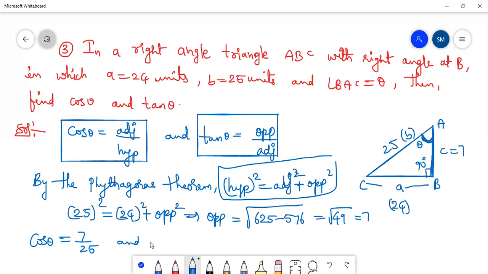And the tan theta is opposite by adjacent. Opposite is, this is the opposite. The angle theta, opposite side is this one. So it is equal to 24 by adjacent, which is 7. So these are the values of the given right angle triangle ABC.